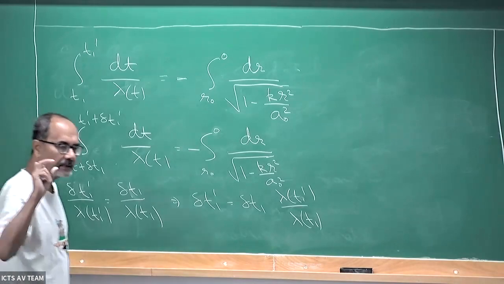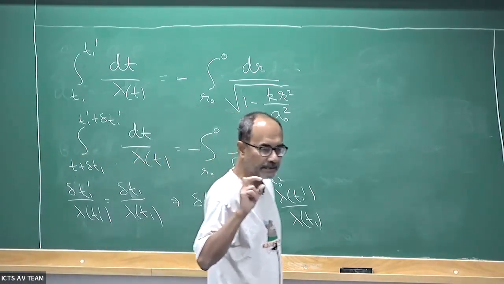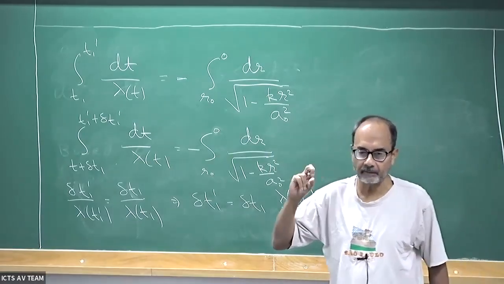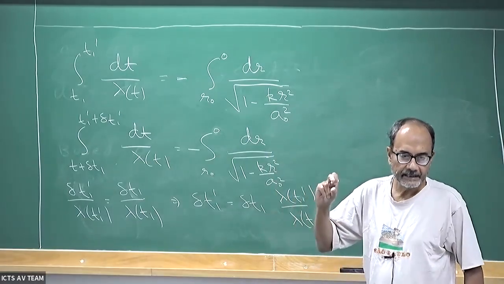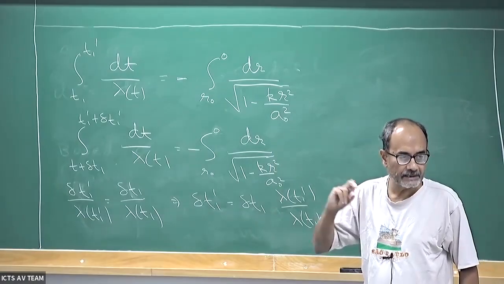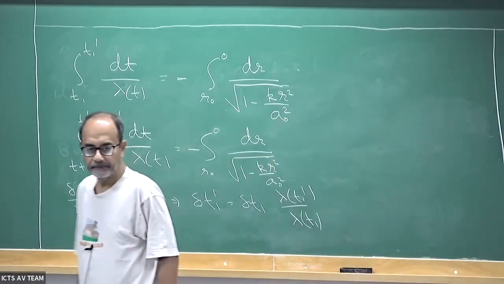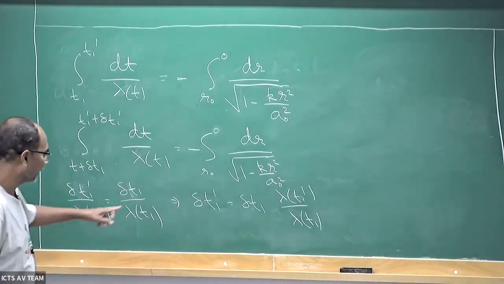That is the difference between two signals, right? If you have two signals emitted at an interval of delta T1, and what you observe is not the same interval delta T1, but a different interval delta T1 prime, that is given by this formula.